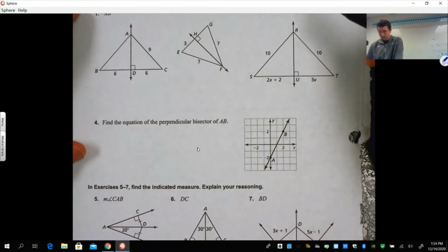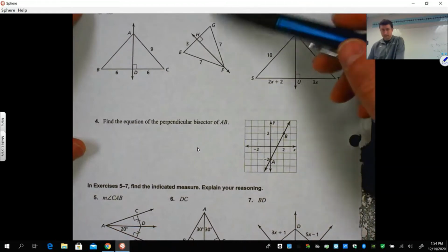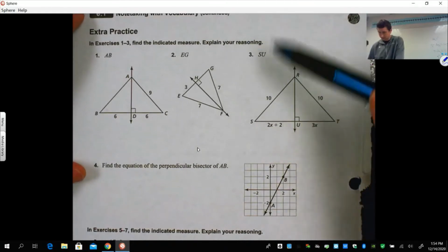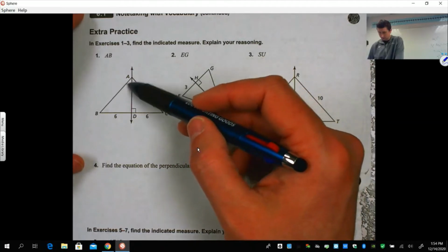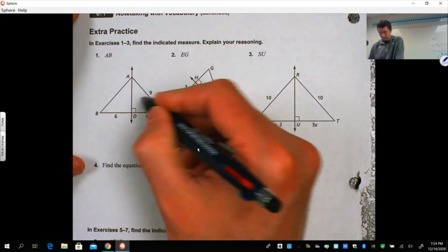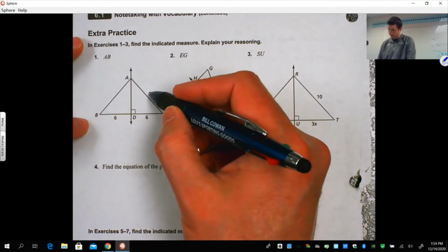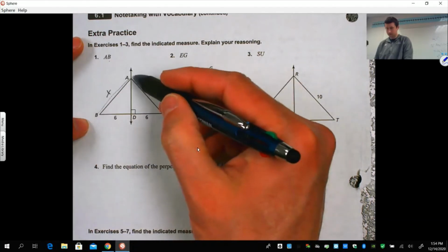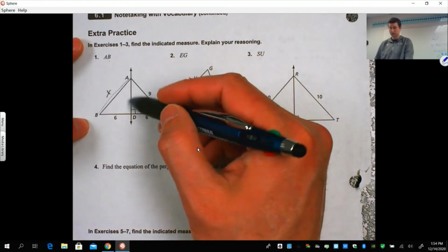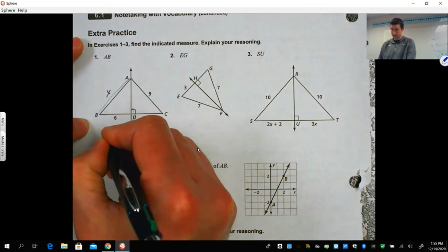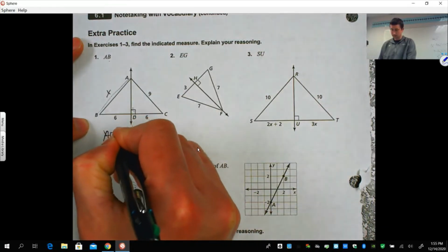Okay, so our examples here. This is page 168. Find the indicated measure. Explain your reasoning. So we have a triangle here. Looks like we have a perpendicular bisector. And this is 9. They want the length from A to B, so they want this side right here. Since A lies on the perpendicular bisector, it's bisecting because those are both 6. If that's 9, we know that AB has to equal 9.